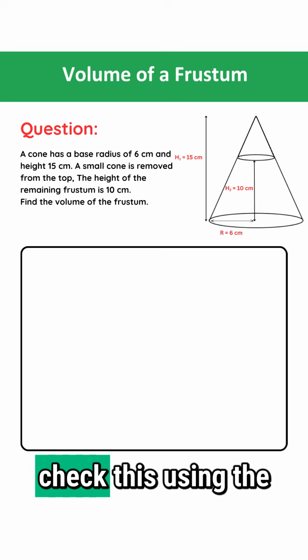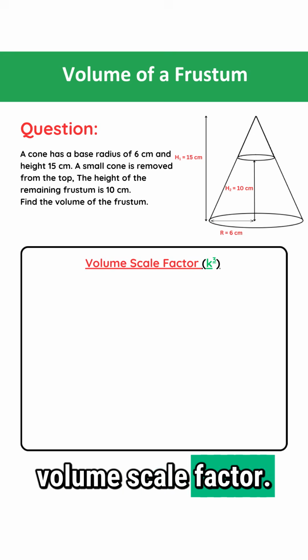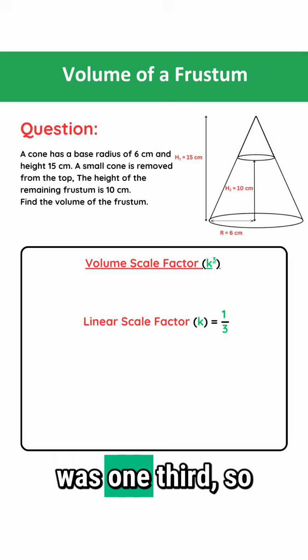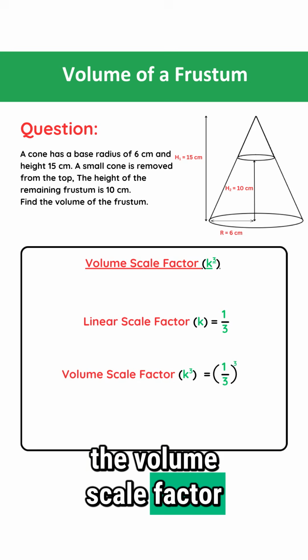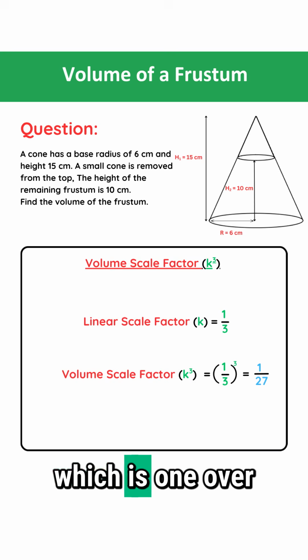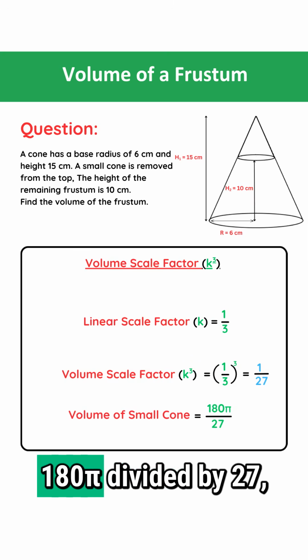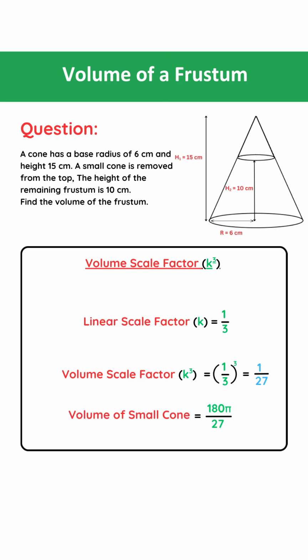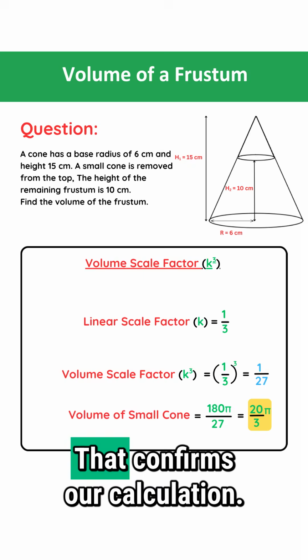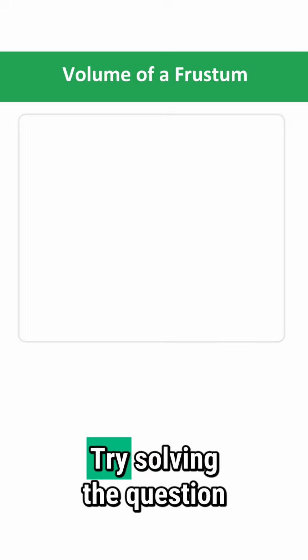Now you could also check this using the volume scale factor. The linear scale factor was 1/3, so the volume scale factor is 1/3 cubed, which is 1 over 27. The volume of the small cone should be 180 pi divided by 27, which gives 20/3 pi. That confirms our calculation.